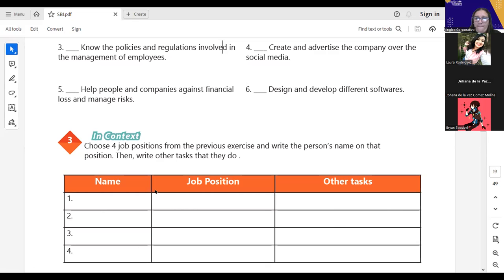Teacher, in other tasks, it's not necessary that you use a function in your enterprise. It's whatever that you do, any activity, any responsibility that you have in that job position. All right.